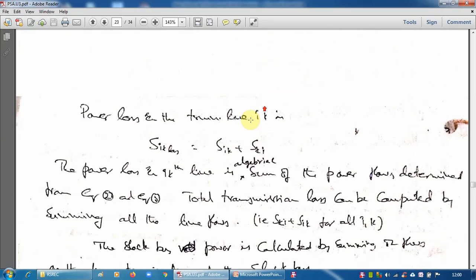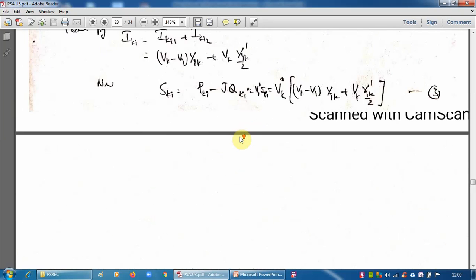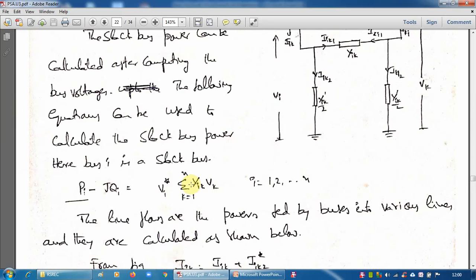This is nothing but slack bus power. Or slack bus power can also be obtained like this. If the ith bus is taken as the slack bus, again the same formula: VI conjugate into II at that bus. Or if the kth bus is taken as the slack bus, the power at that bus Pk minus jQk will be equal to Vk conjugate into the current at that bus, like that.